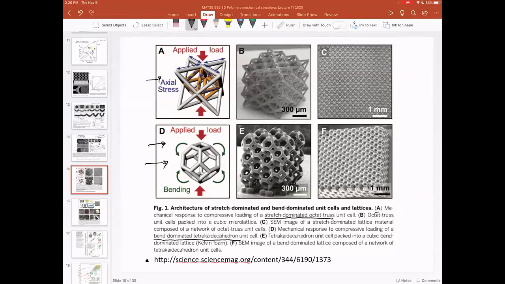And so people are really interested in using this architecting or the design of the materials or the macrostructure of the materials in order to do different stuff. And then you could think about what are the trusses made out of?